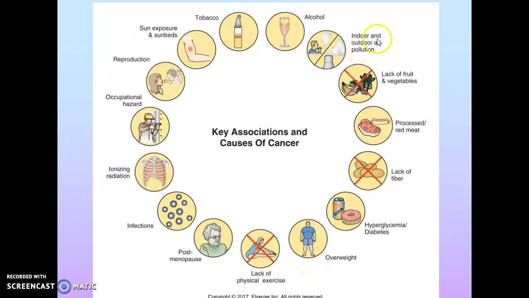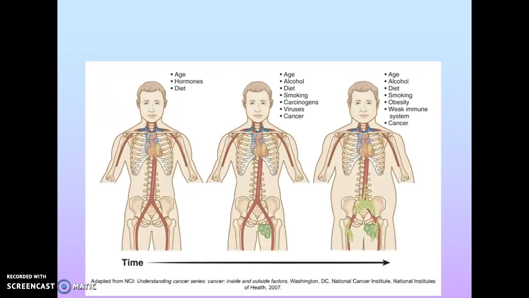You could be indoors a lot and deal with indoor pollution. You could be postmenopausal and have different hormone issues. All right, all of these can come together and create a perfect storm. But again, it's not a guarantee.